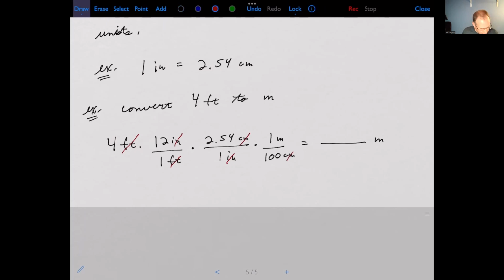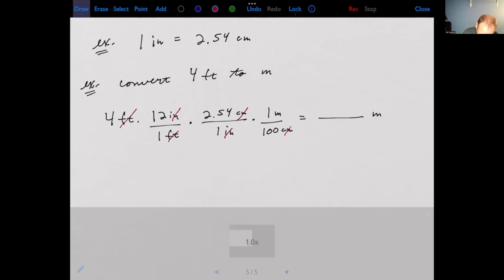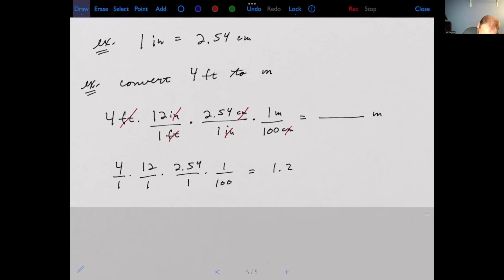So now if I multiply all this out, so I have 4 over 1 times 12 over 1 times 2.54 over 1 times 1 over 100. If you multiply this all out, and you simplify it, you're going to get 1.22. I'll assume there's 3 significant figures. So this is like 1.22 meters. So 4 feet is a little bit more than a meter, right? 1.22 meters.